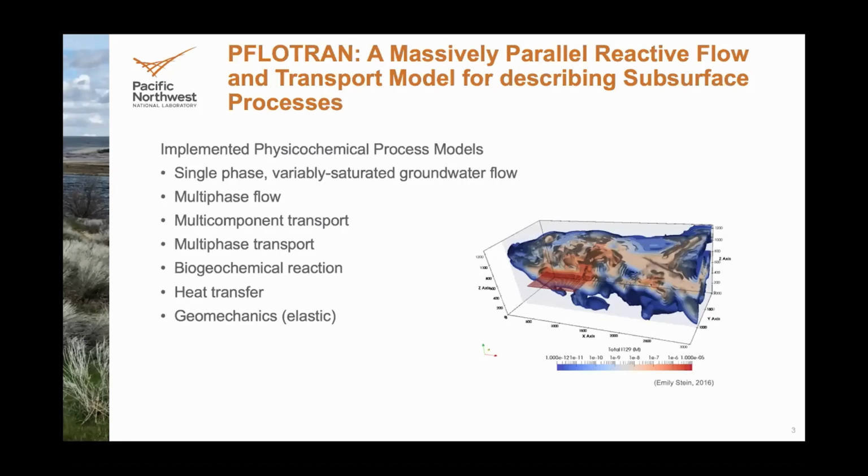This figure shows the geological structure for a repository for nuclear waste, and this color bar represents the concentration of a radioisotope of iodine. So Flotran can be used for the long-term simulation of chemical transformation, especially for a large domain.